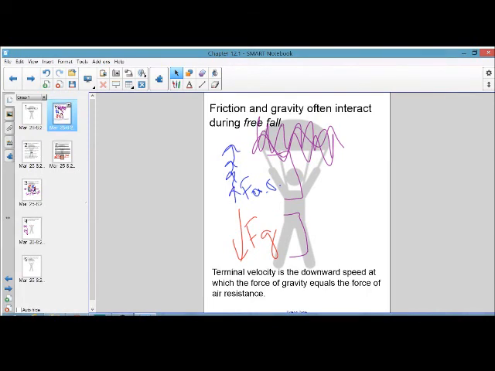So terminal velocity for a human being is about 120 miles per hour, but there are some skilled skydivers who can go into a controlled nosedive and get up to speeds of about 200 miles per hour before the force of air resistance balances the force of gravity.